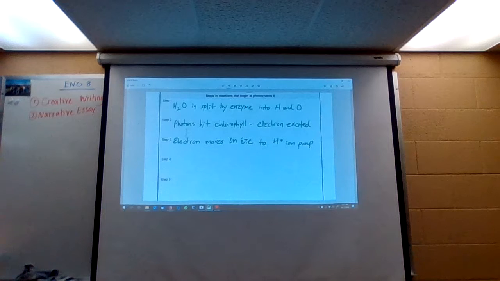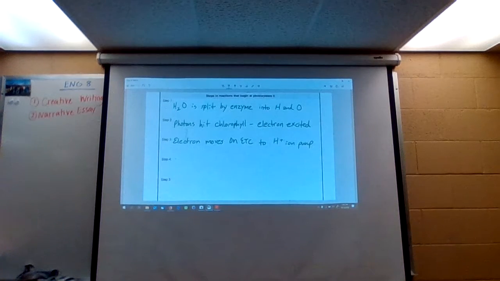This electron transport chain is like a cord, and it's plugged in at one end into the photopigment complex. And the sunlight hits it, and now electricity in the form of electrons, energy in the form of electrons, is moving along this ETC to this ion pump. And what it does is it powers the pump.